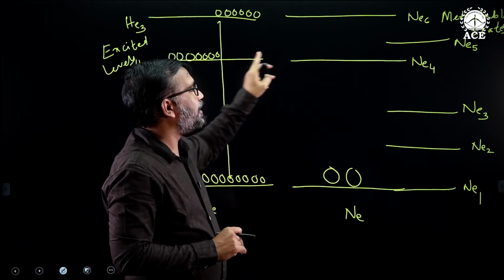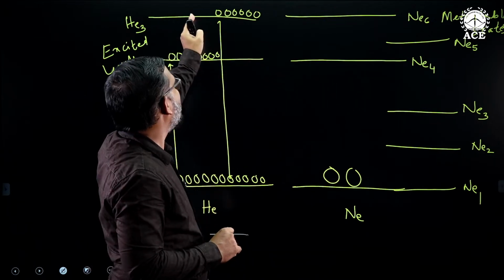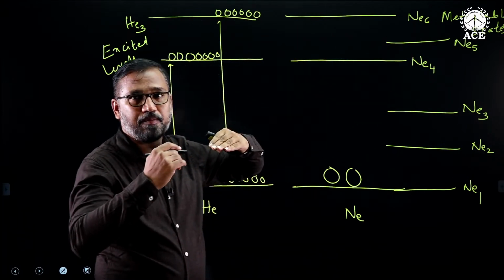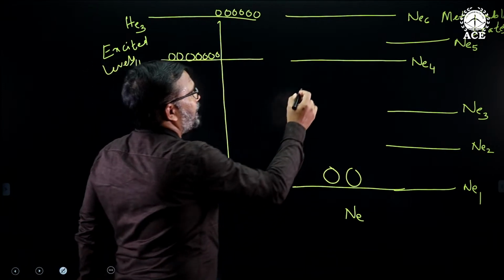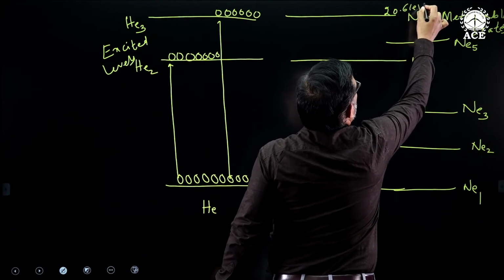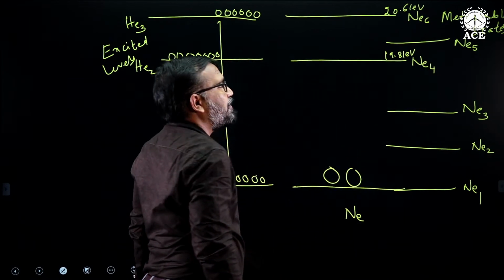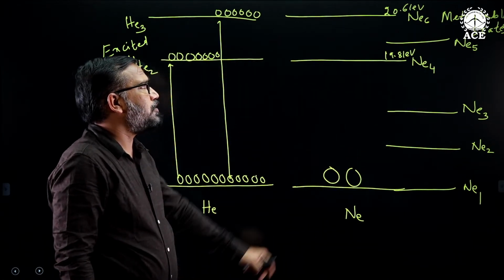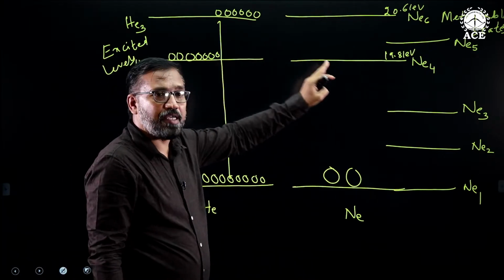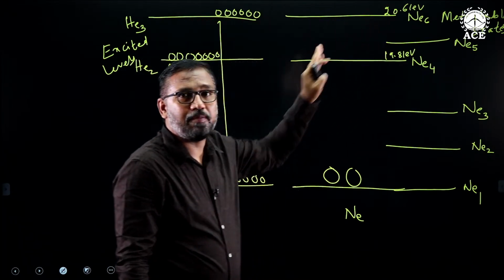Neon also has these metastable states, Ne4 and Ne6. Helium 2 and neon 4 have the same energy levels. Similarly, helium 3 and neon 6 have the same energy levels. Their energies are the same. What is that energy? It is around 20.61 electron volts for helium 3, and Ne4 has an energy of 19.81 electron volts. So helium 2 and neon 4, and helium 3 and neon 6, both have the same energy levels.